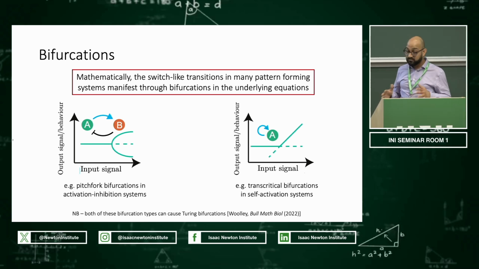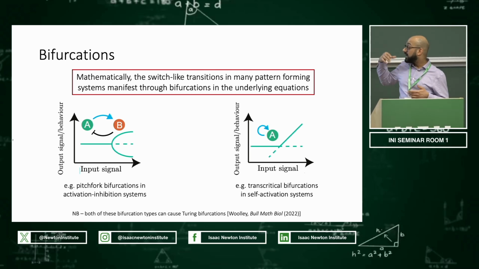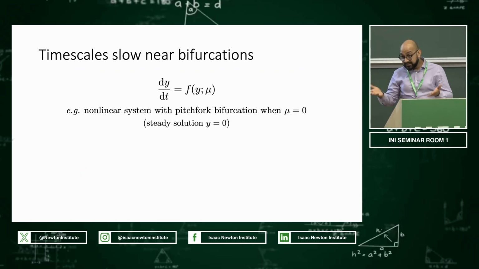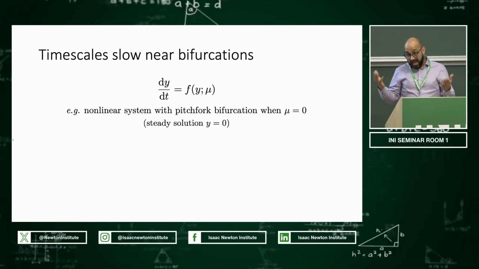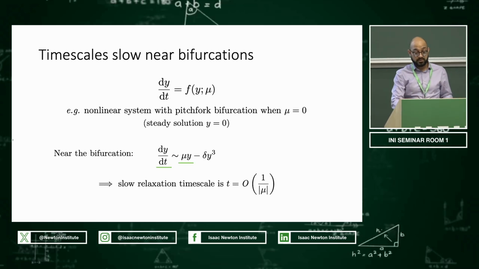So in biology, you often, but not always, see pitchfork bifurcations for activator-inhibitor type systems and transcritical bifurcations for self-activator systems. And the reason that bifurcations are important here is that timescales slow down near bifurcations. This is, of course, a classic result from nonlinear dynamics. And it basically happens because the stability is changing at a bifurcation.